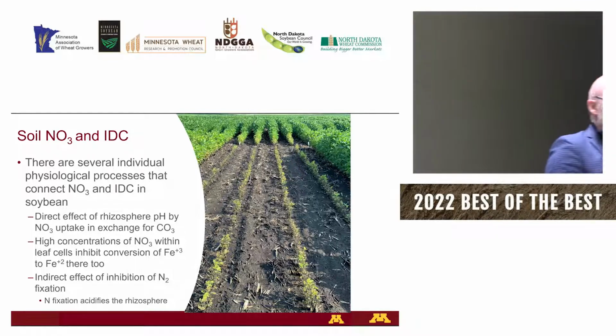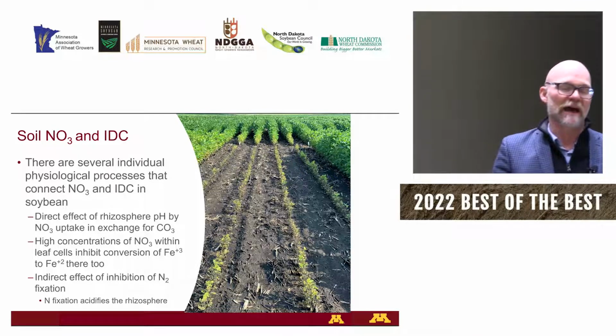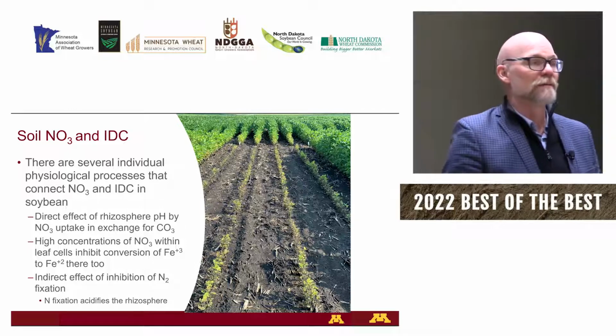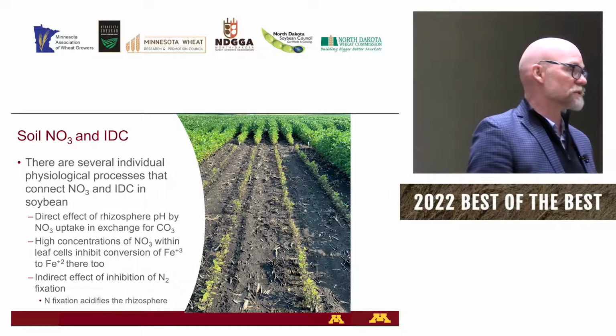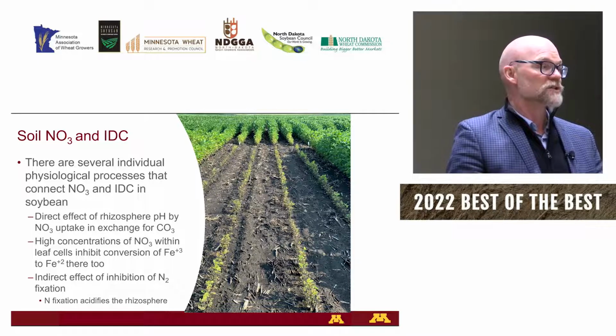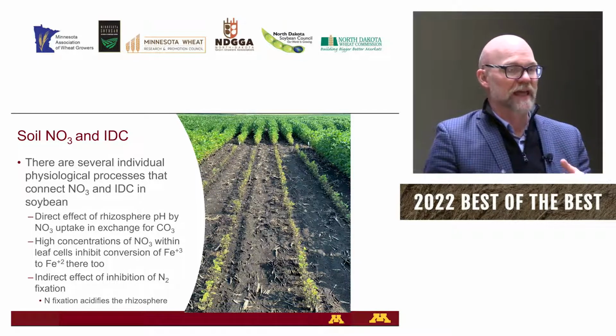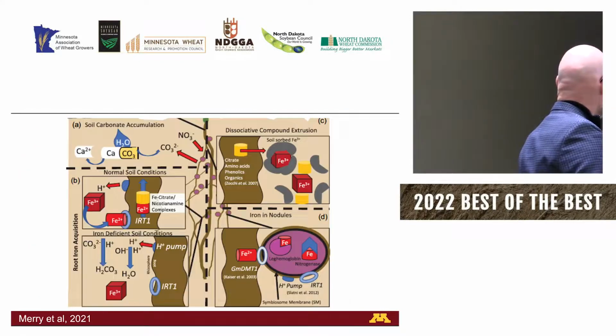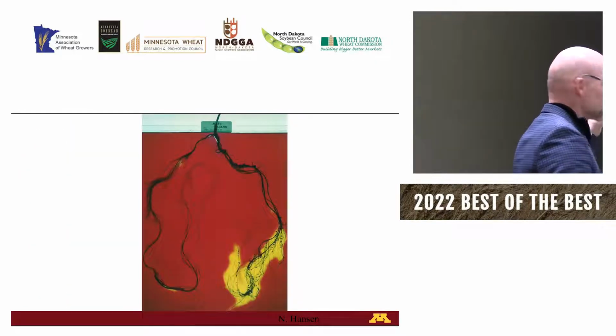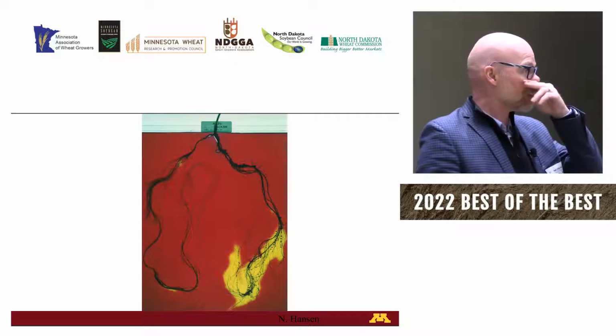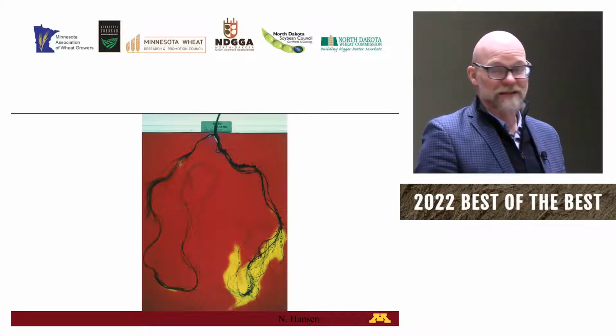And then importantly, there are these indirect effects by inhibiting nodulation. Now, nodulation has a potential to actually reduce pH around the root. So a healthy, nodulated soybean that's fixing N should actually give us a little bit of an acidification around the root. This is an old picture that I dug out from an old presentation 10 years ago.